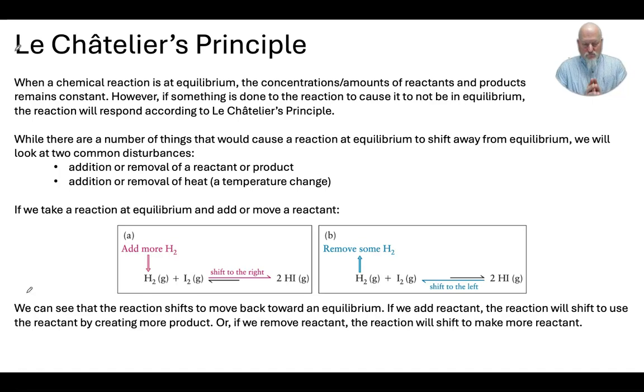Okay, so when we're in equilibrium, remember the concentration or amounts of reactants and products is constant, meaning that this reaction is still going, but the conversion of reactants to products and the conversion of products to reactants is occurring at the same rate. So overall, we're not creating any more reactant or any more product. It's at this constant rate.